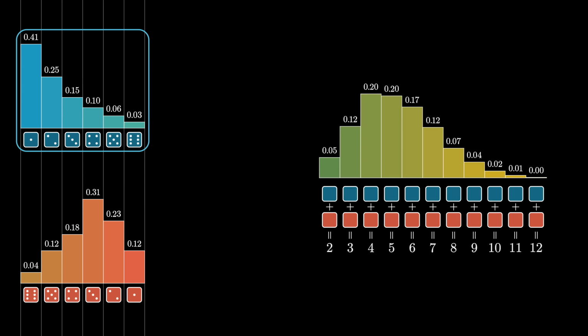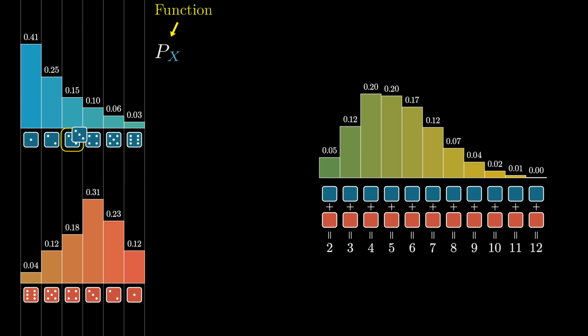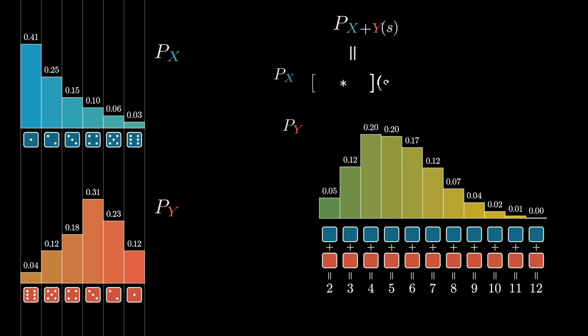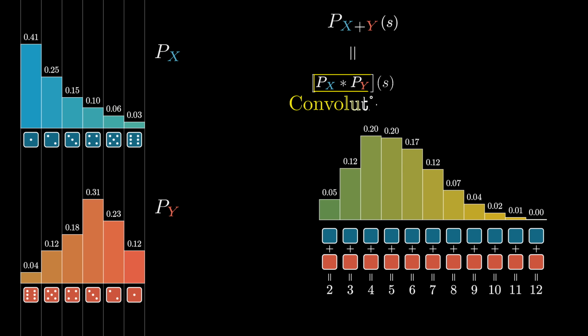For example, in this case, maybe I give the function for the first distribution the name p sub x. This would be a function that takes in a possible value for the die, like a 3, and it spits out the corresponding probability. Similarly, let's let p sub y be the function for our second distribution, and p sub x plus y be the function describing the distribution for the sum. In the lingo, what you would say is that p sub x plus y is equal to a convolution between p sub x and p sub y.